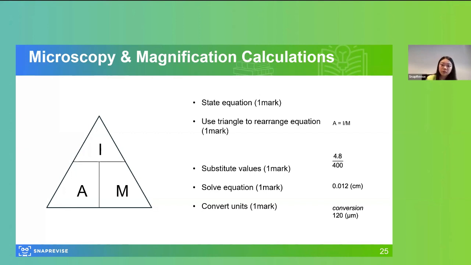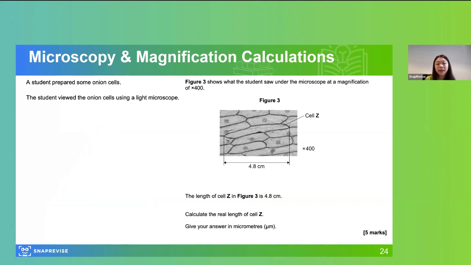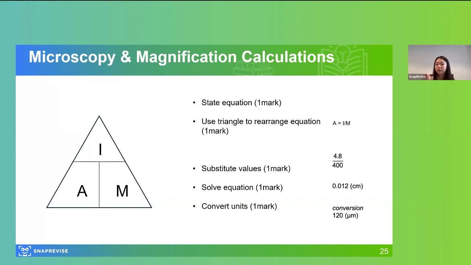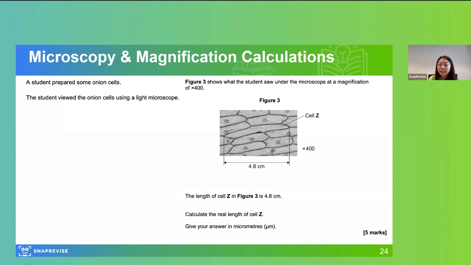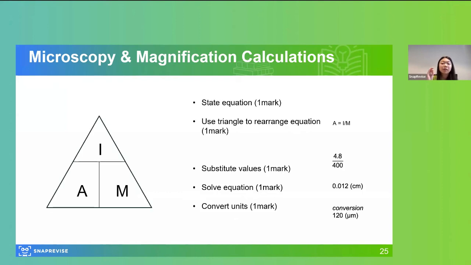Then you put in the values. In this question, it tells you that the length of the cell that you're seeing is 4.8 centimeters, and the magnification is 400. So you substitute the values, rearrange it, and you see that actual size equals image size over magnification. So 4.8 over 400 gives you 0.012 centimeters. Now, the question is asking you to give your answer in micrometers. So you have to be able to convert centimeters to micrometers, which in this case is 120.